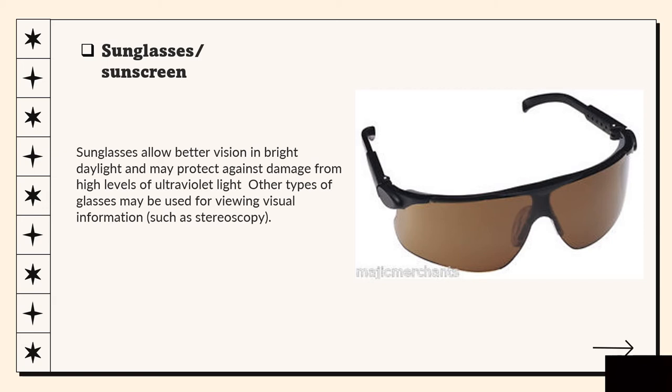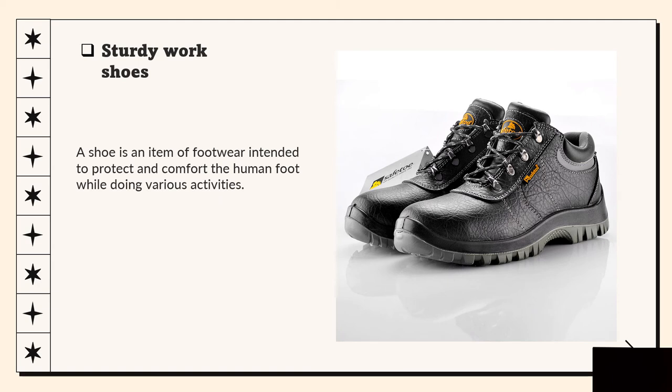So sunglasses allow better vision in bright daylight and may protect against damage from high levels of ultraviolet light. Other types of glasses may be used for viewing visual information such as stereoscopy. Okay, next, the study word, shoes. So it is a shoe, an item of footwear intended to protect and comfort the human foot while doing various activities.